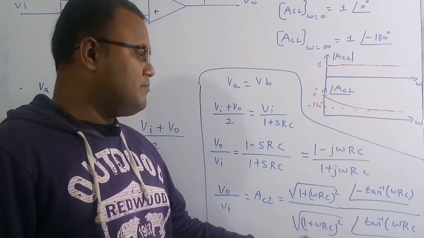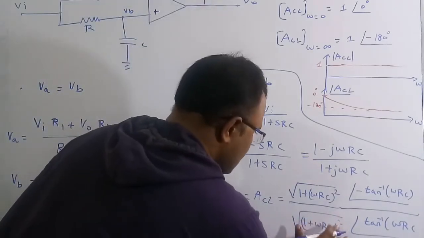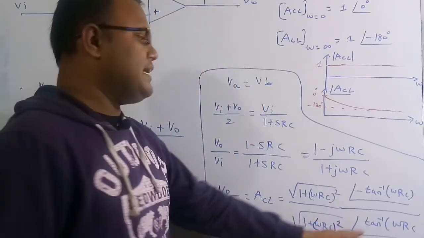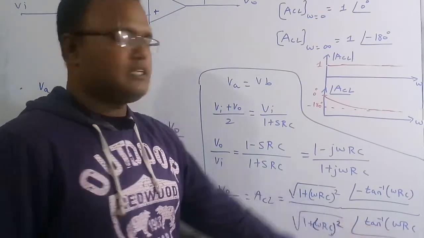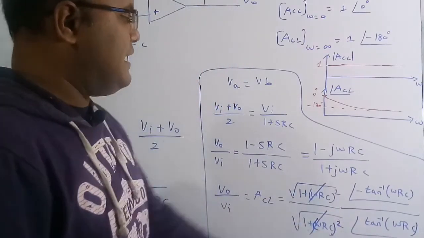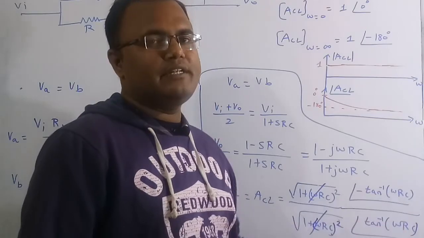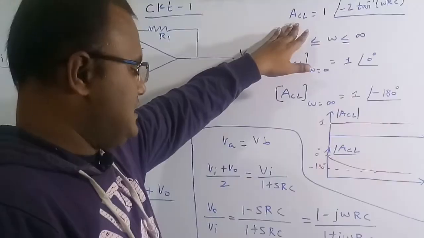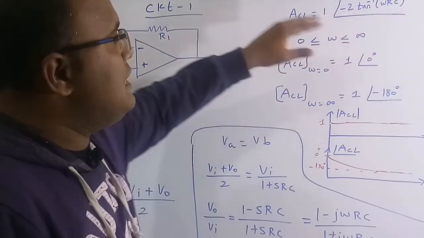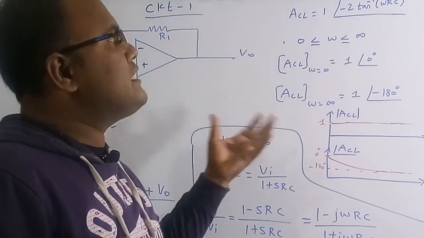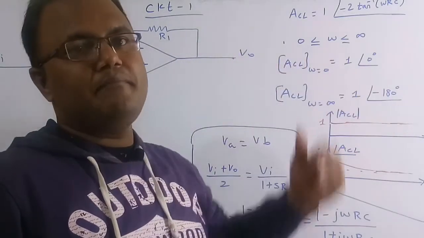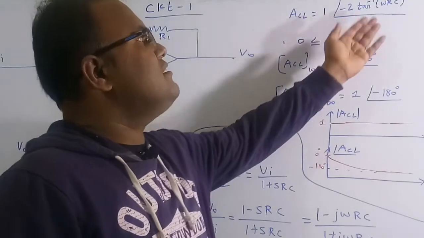So the magnitude value is root of 1 plus omega RC whole square, and then we take the angle part, tan inverse of omega RC. These magnitudes are the same, so they cancel. If the angle goes upward, it becomes negative. So finally ACL is equal to 1 at an angle of minus 2 tan inverse of omega RC. This is the overall gain of this circuit. No matter what the input is, it does not affect the magnitude value, but it only adds the phase value.